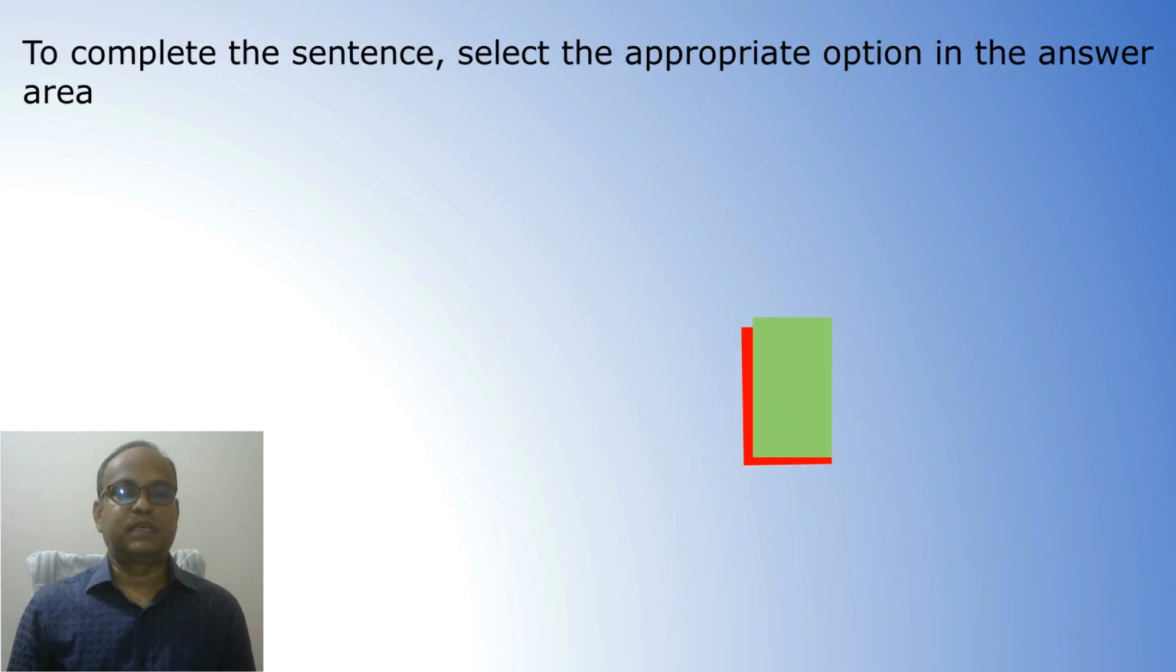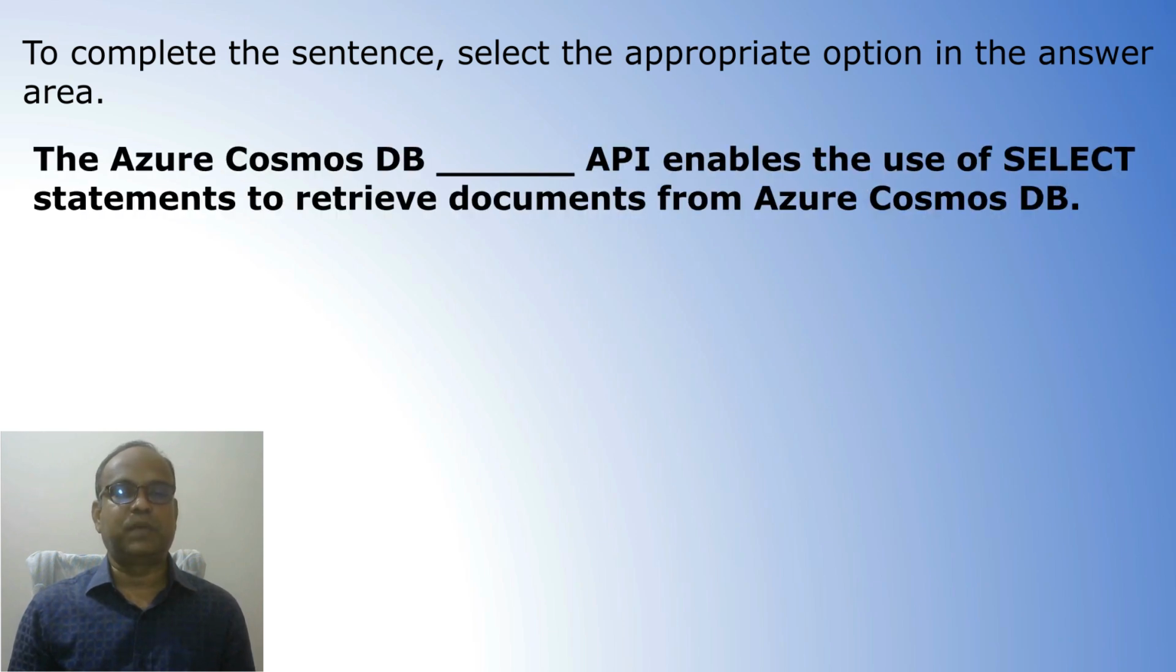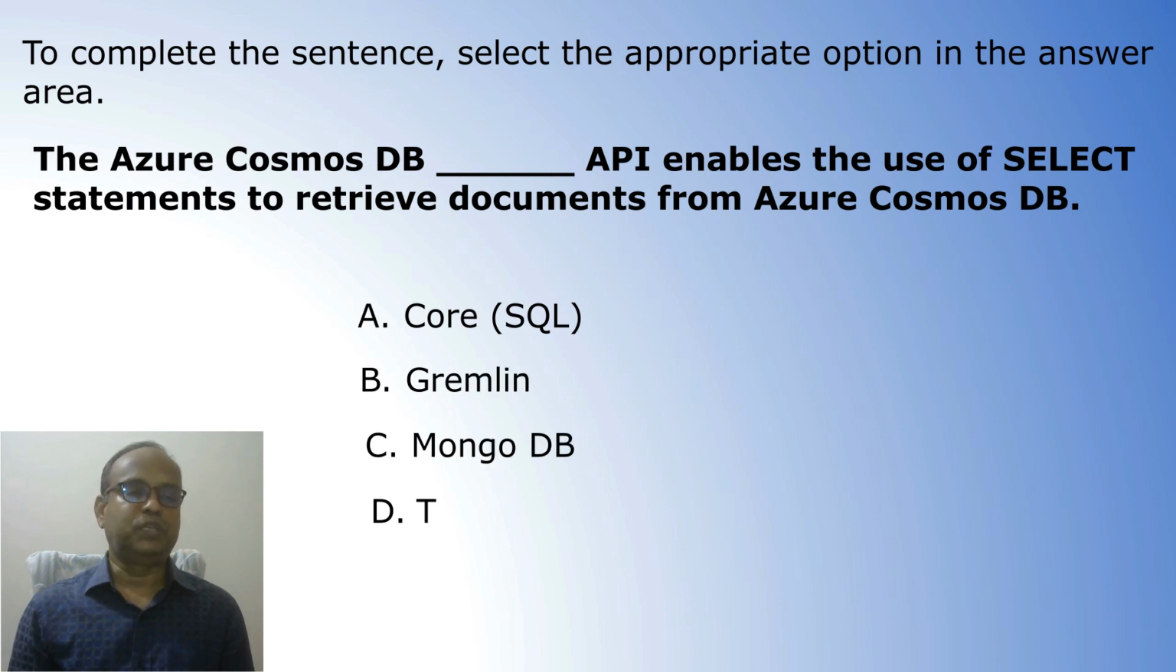To complete the sentence, select the appropriate option in the answer area. The Azure Cosmos DB API enables the use of select statements to retrieve documents from the Azure Cosmos DB. Option A, Core SQL. Option B, Gremlin. Option C, MongoDB. Option D, Table. Answer. The correct option is A, because Azure Cosmos DB SQL API accounts provide support for querying items using the structured query language SQL syntax.